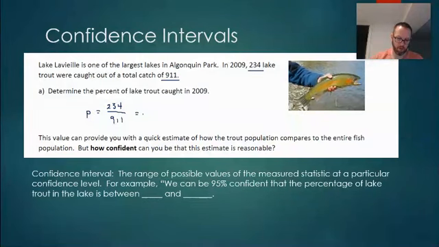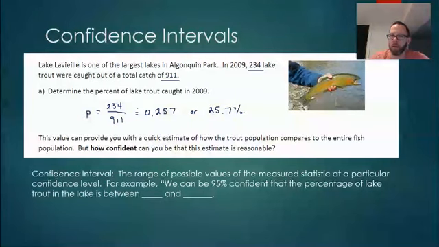234 divided by 911. So it's about 0.257, or 25.7%. So it might be reasonable to say the fish population in this lake is about 25.7% lake trout.